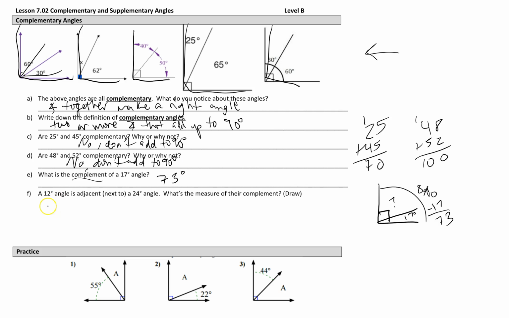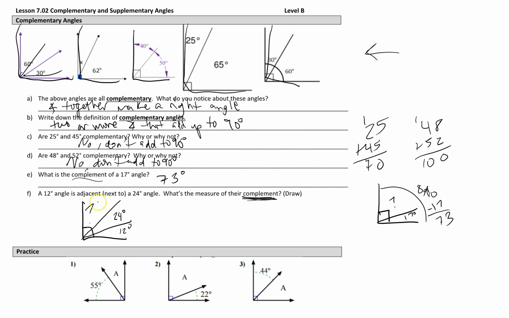Next one, a 12-degree angle is adjacent to a 24-degree angle. What's the measure of their complement? Again, complement means they make this 90 degrees. So we have a 12-degree angle. 12 degrees is pretty tiny. It's next to a 24-degree angle. This isn't the best drawing, but it'll work. And then one missing piece. So if we think about this, all three of these together make a complementary angle.